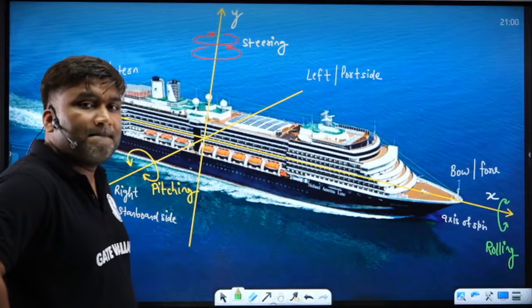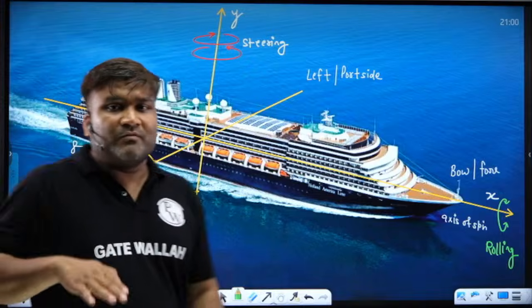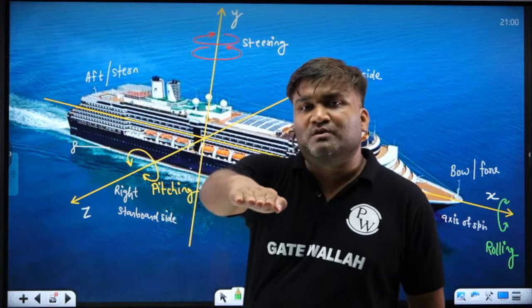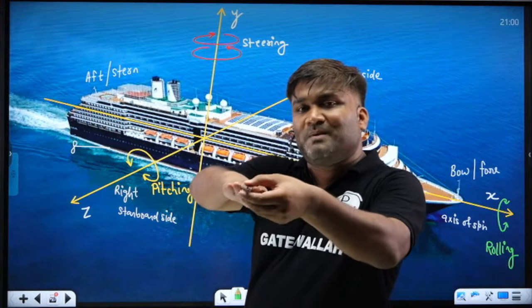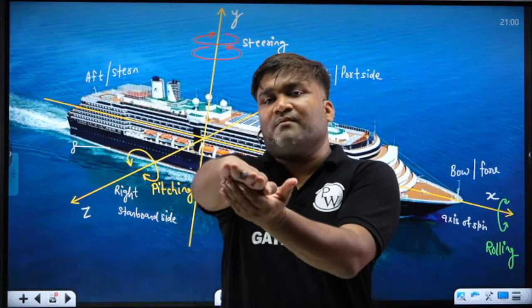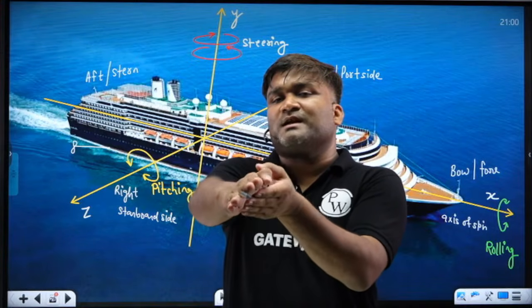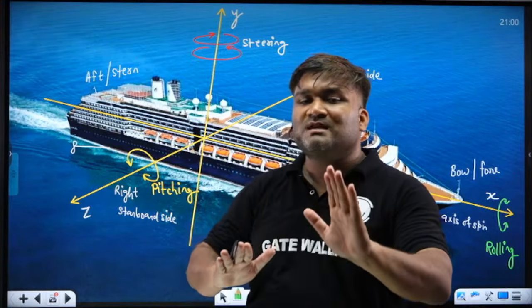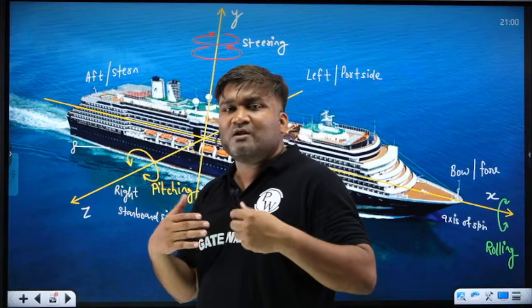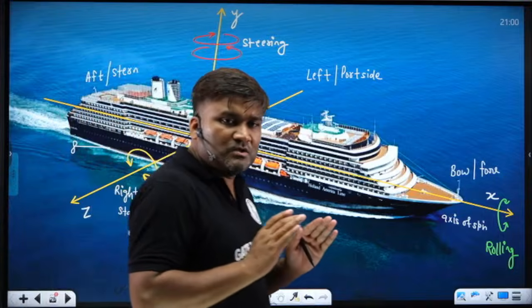Why? Because the omega vector must change. We have a ship which is moving towards you. This pen is representing the omega vector, and if rolling happens, our ship is moving like this. Does this omega vector direction change? No, sir, it is not changing at all. So rolling doesn't have any gyroscopic couple effect. Is this clear to everyone or not?